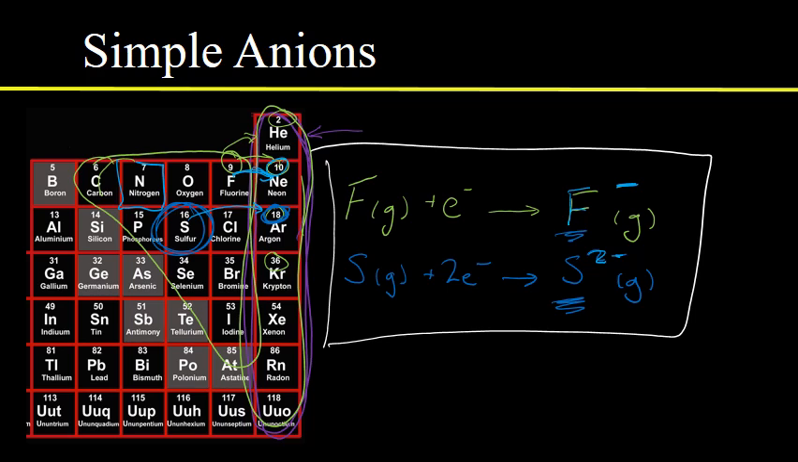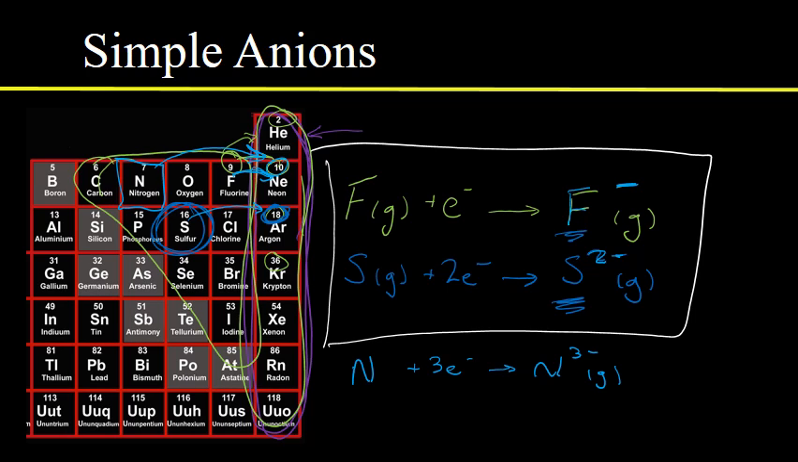Nitrogen here, right, tends to form covalent compounds more often than ionic ones. But if it does form an anion, right? Nitrogen has 3 electrons fewer than does neon, and so nitrogen would tend to add 3 electrons to make an N3- ion.